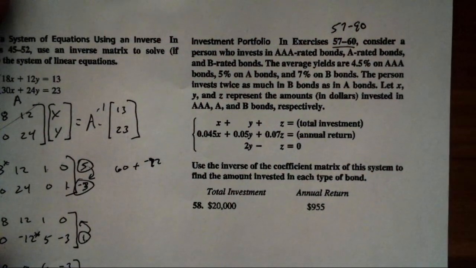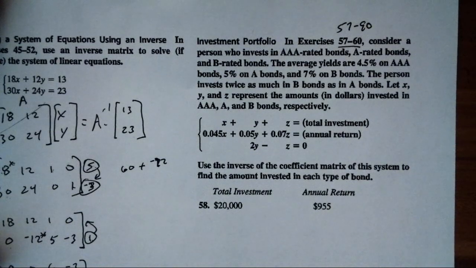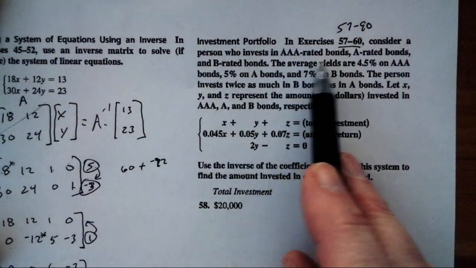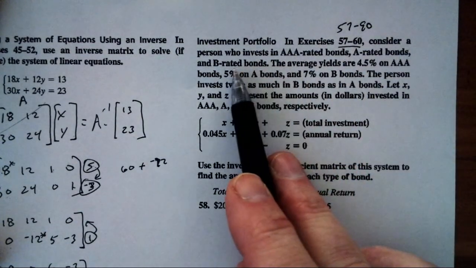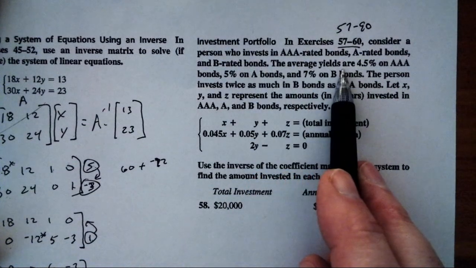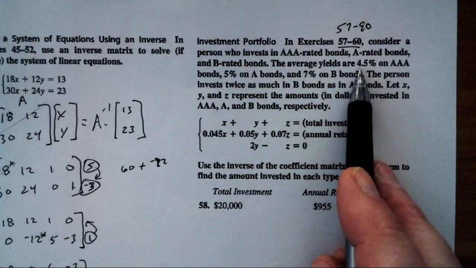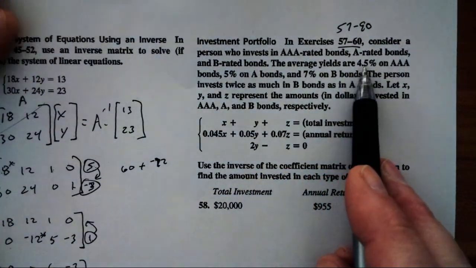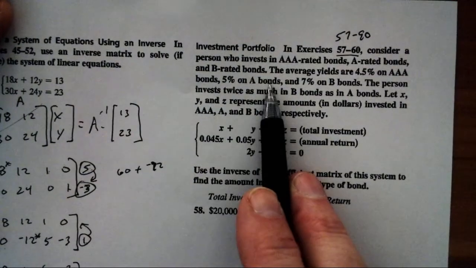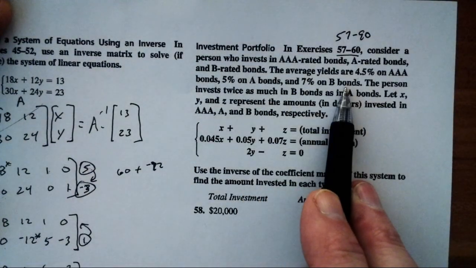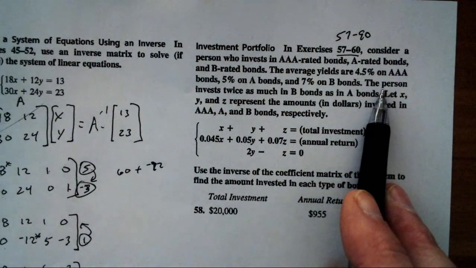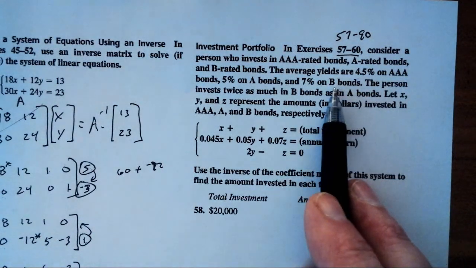So here's the deal on this. I'm going to give you a little bit of investment background here. Consider a person who invests in AAA rated bonds, A rated bonds, and B rated bonds. The average yields are average yields. That means not always. The average yields are 4.5 on the AAA, 5 on the A, and 7 on the B. So the question should be, why aren't we just investing all in B?